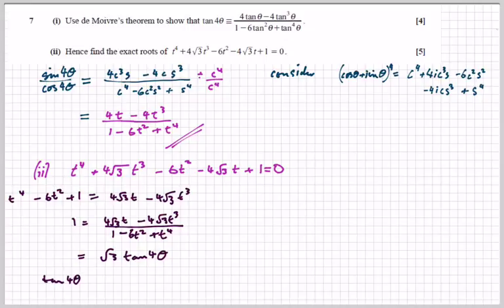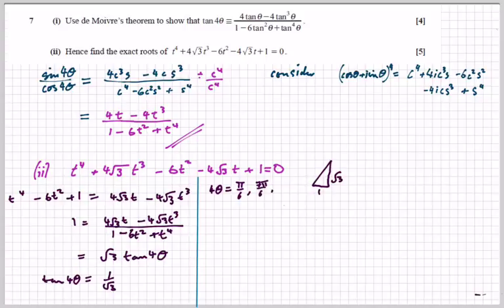Okay, so this means tan 4 theta is 1 over root 3. So this means that 4 theta, using our special triangles or your calculator, is 30 degrees or pi over 6. And to get the other values, we'll just add pi to them. So we'll get 7 pi over 6, 13 pi over 6, and 19 pi over 6. So there are the 4 roots for 4 theta. So theta, therefore, is pi over 24, 7 pi over 24, 13 pi over 24, and 19 pi over 24.